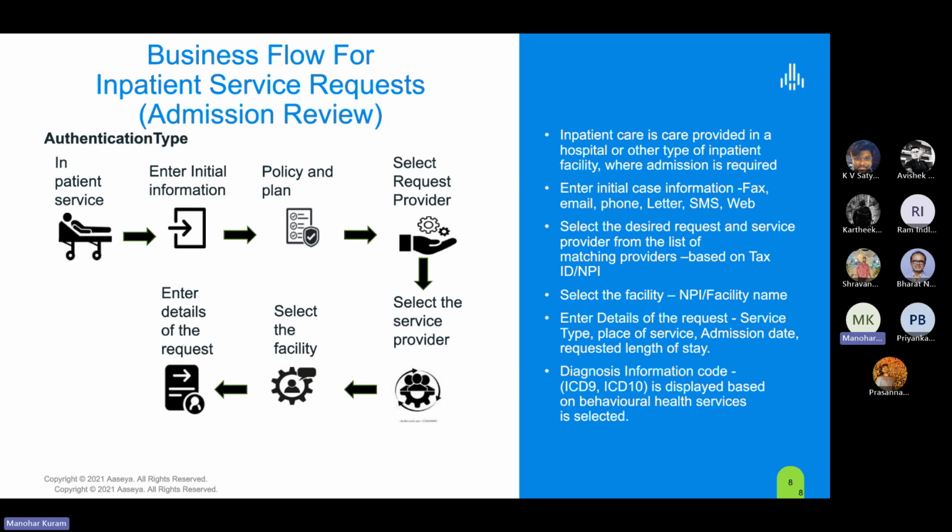Now, when we select the authentication type as inpatient, we will enter the initial information either through email, phone, or letter. Once we enter the initial information, we get the policy plan details. We will select the requesting provider along with the service provider. We will select the facility, and in enter details of request, we will enter the place of service, admission date, and requested length of stay.